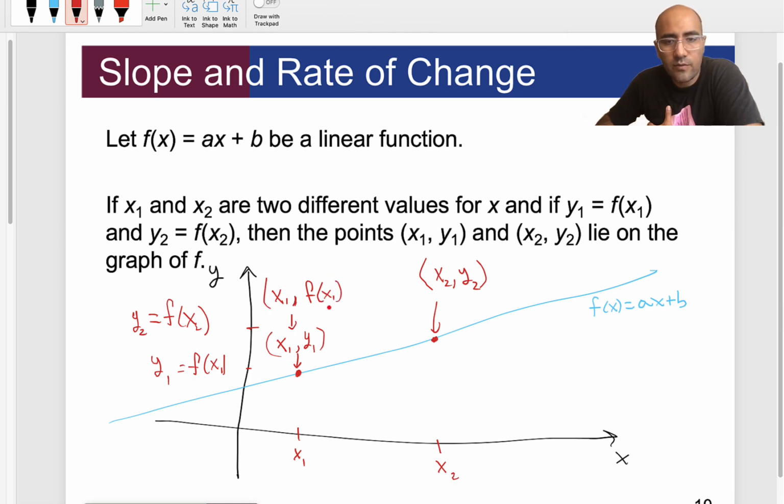Sometimes it's better to write it down this way. Same thing with this one. We can either write it as x sub 2, comma y sub 2, or we can write it as x sub 2, comma f of x sub 2. Okay, that's what this whole thing was trying to describe. And of course, these two ordered pairs are points on the line.